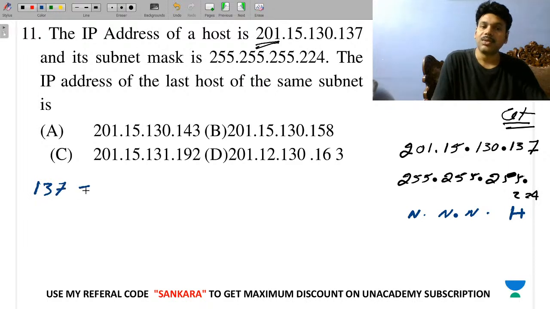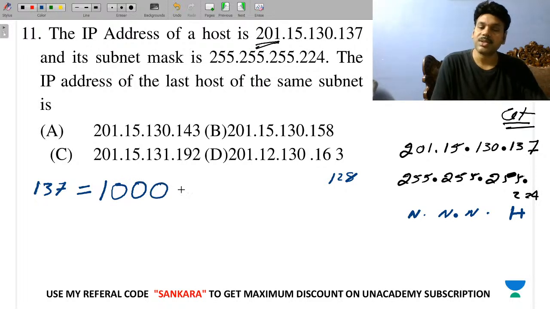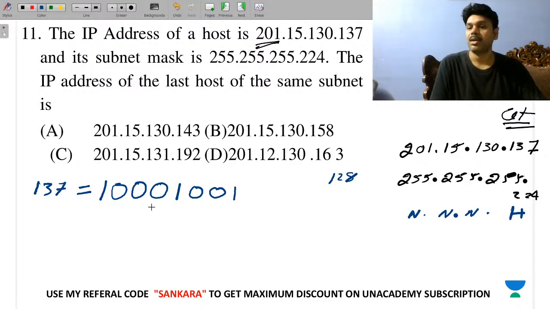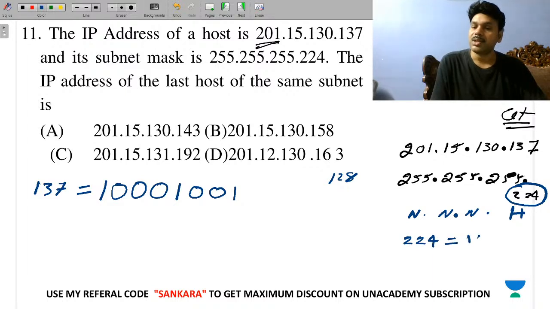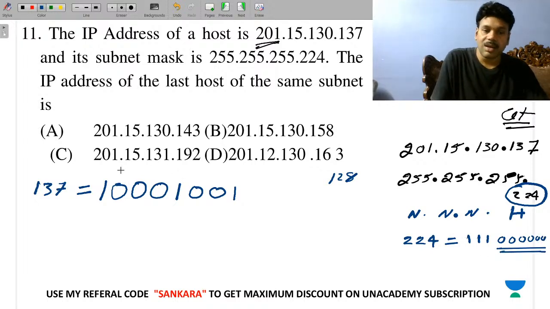137, you write in binary. 128 is on. So still we need 9: 64, 32, 16, 8, 4, 2, 1. Now you decide in your subnet 3 bits are subnetted. 224 means 3 bits are subnetted. So this is the border. It can say that your block size is 2 power 6 HIDs. So leave the 3 bits for subnetting.